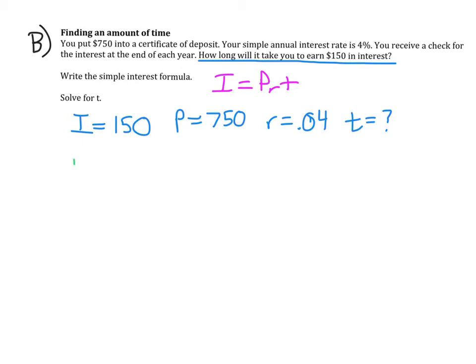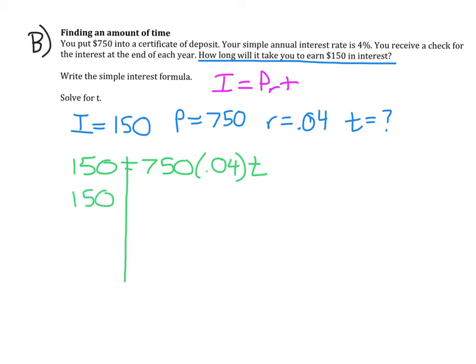So we have 150 equals 750 times 0.04 times t. And we'll draw a line through our equal sign. Now, when we simplify 750 times 0.04, that gives us 30. So we have 30t equals 150.